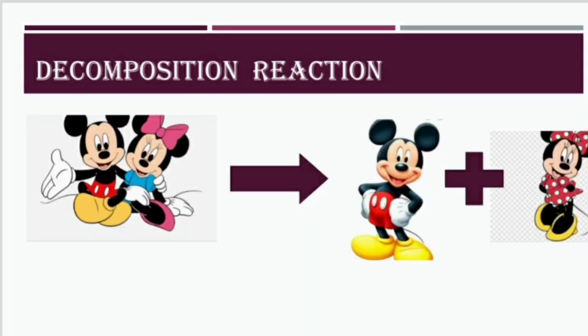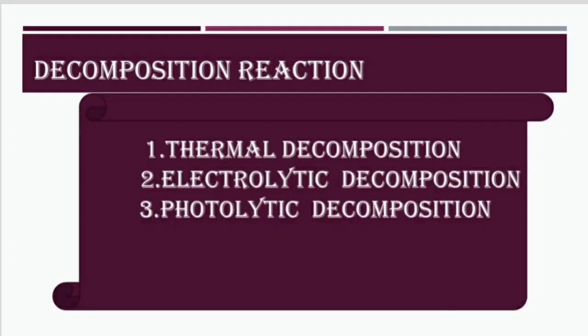Now here the two friends, they fight each other, they split into two, or we can say they decompose into two. So that is C gives A plus B. Decomposition reaction are of 3 types. First one, thermal decomposition, as the name suggests, related to heat. Second one, electrolytic decomposition, it is related to electricity. Third one, photolytic decomposition, it is related to sunlight.